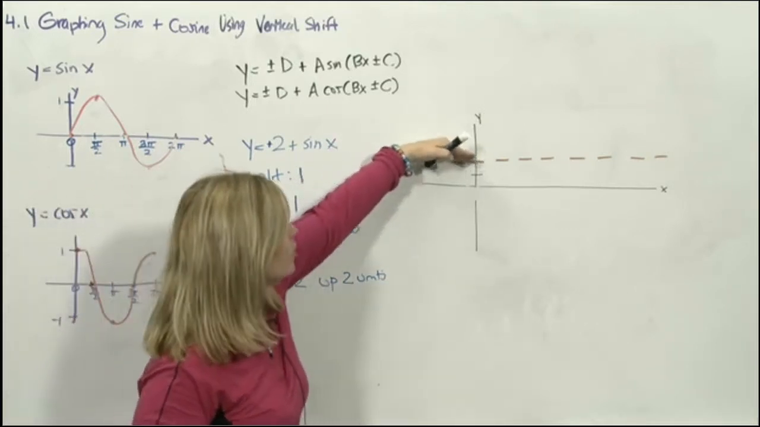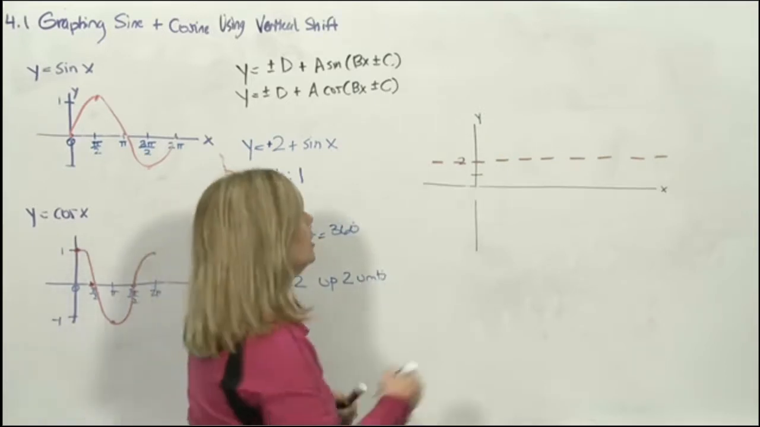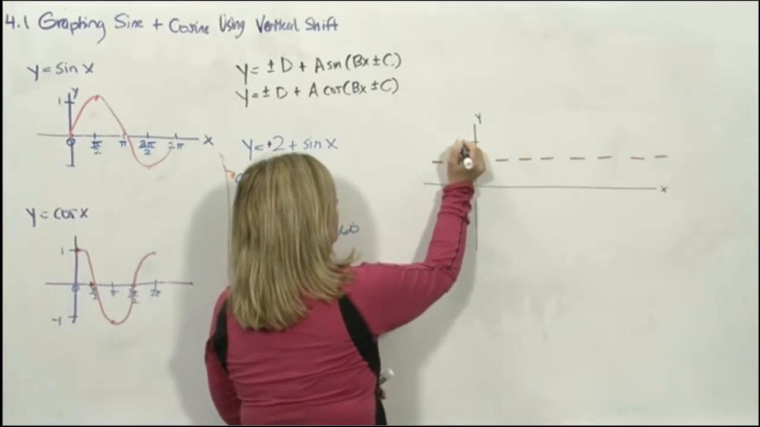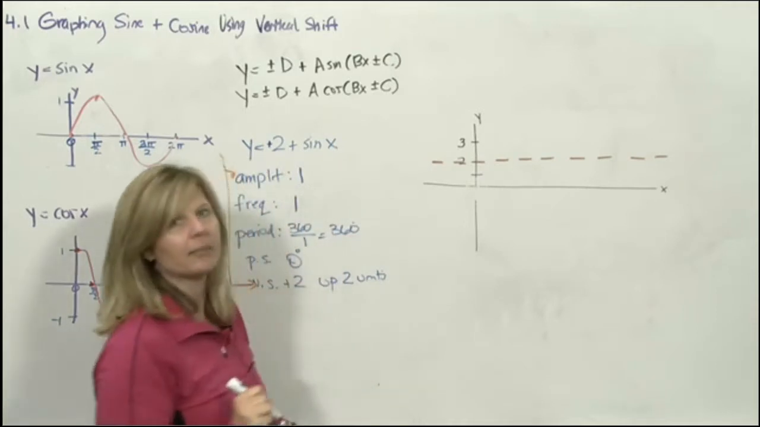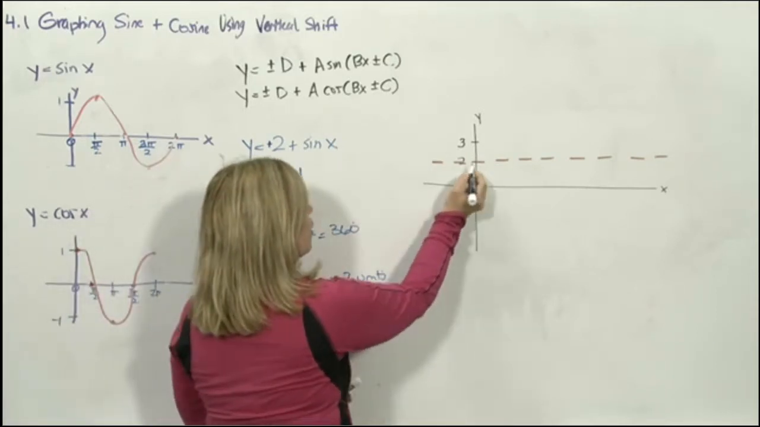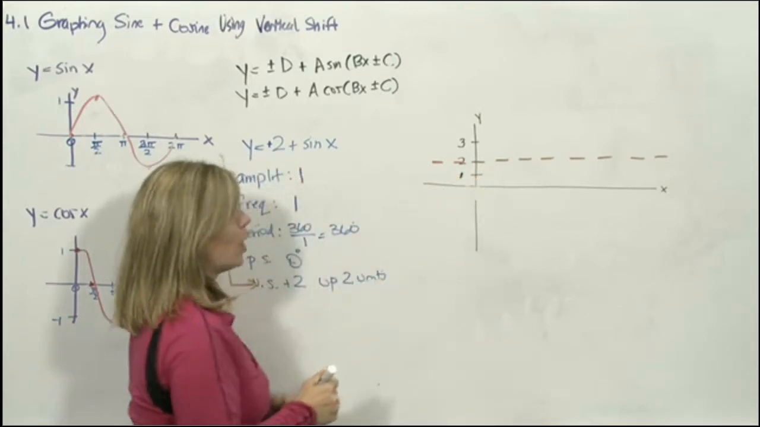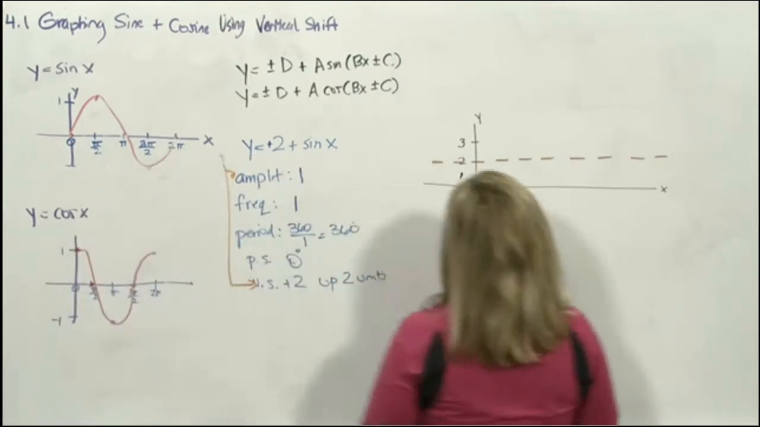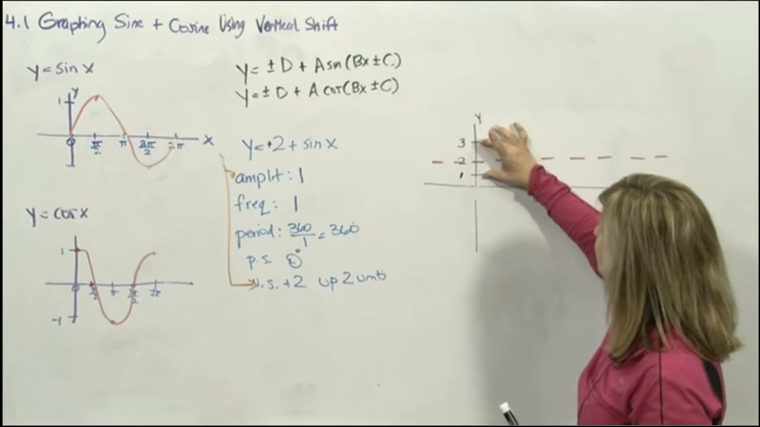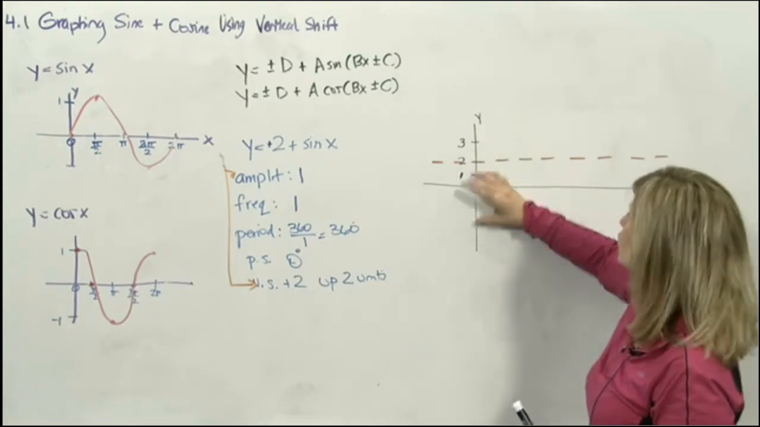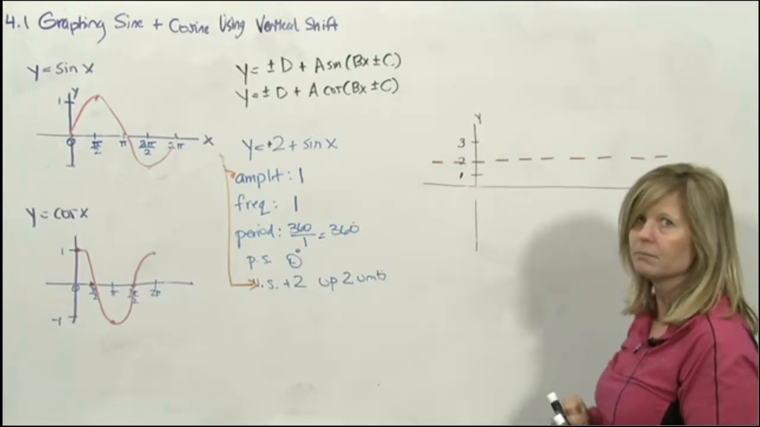Now from here, the amplitude is going to go up 1. So if you're at 2 and you go up 1, the curve can go as high as 3. And you're going to go down 1. From 2, if you go down 1, the curve is going to go as low as 1. So when you go to graph this sine curve, it's going to be sectioned off between 1 and 3. None of this curve is going to be down here. Okay?